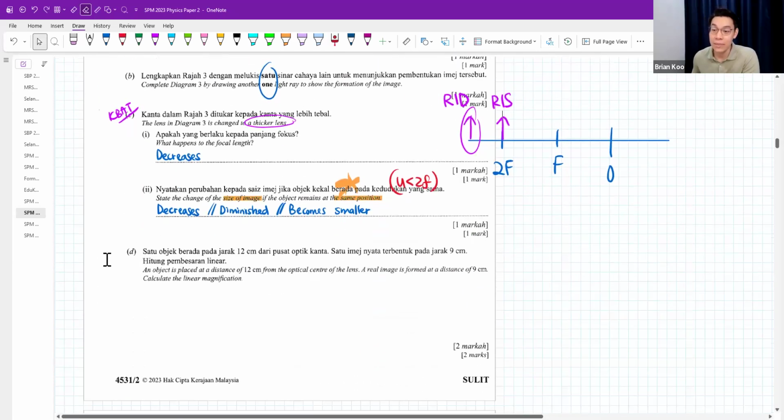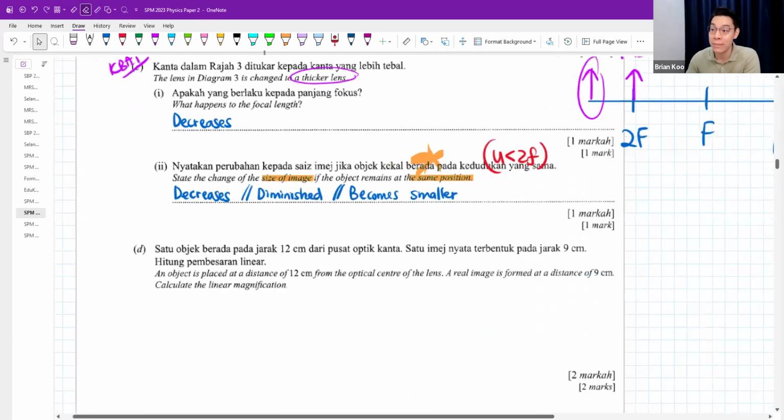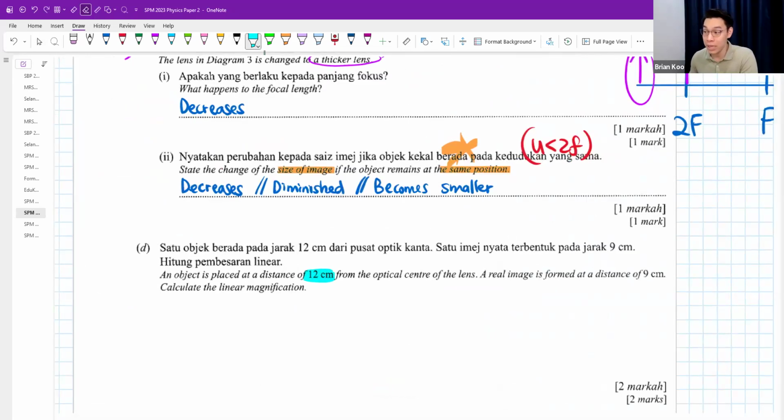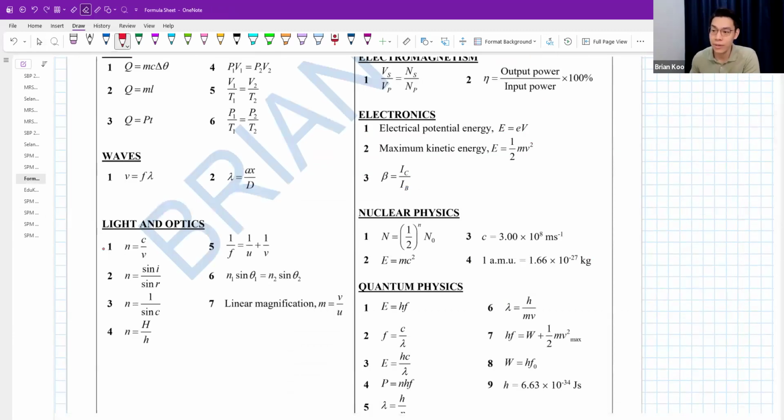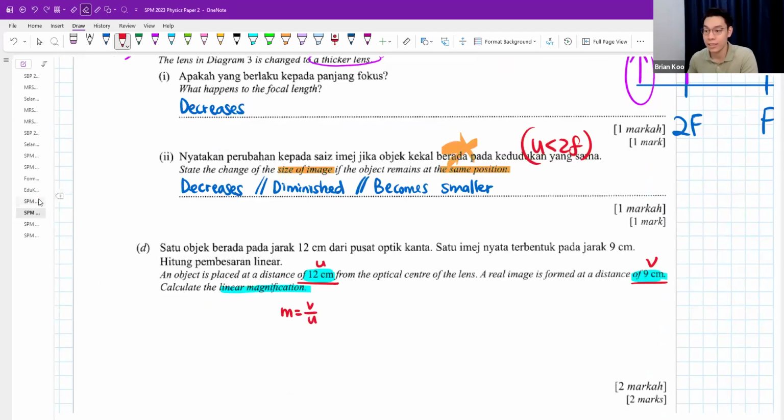Okay, and then part D: an object is placed at a distance of 12 cm from the optical center. A real image is formed at a distance of 9 cm. Calculate the linear magnification. Now, this object distance is the U value. This image distance is the V value. Linear magnification, you can just do V over U. Don't worry if you forget, the formula is there. They give you the formula also. Then this one, V over U. So this is the easy part actually. 9 cm over 12 cm.